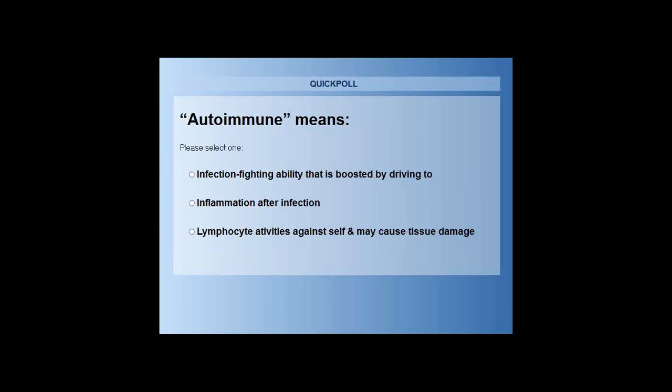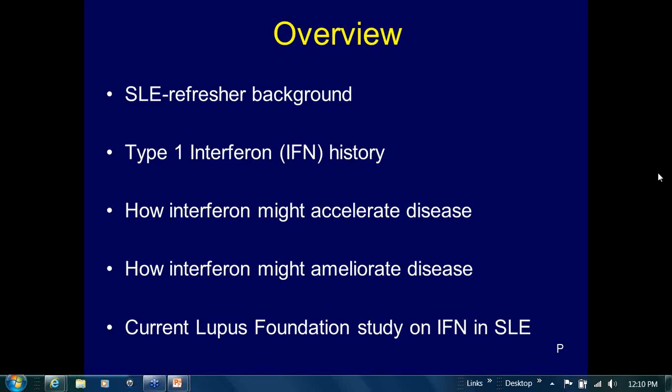Well, everybody here has a great grasp. They chose lymphocyte activities against self. That particular answer, 83% have chosen that. Excellent. Did anybody choose infection fighting? Yep, about 13%. Boosted by the capacity to drive to work? Yes, about 13%. Okay, that was my joke. That was your joke. I can hear everybody laughing loudly.